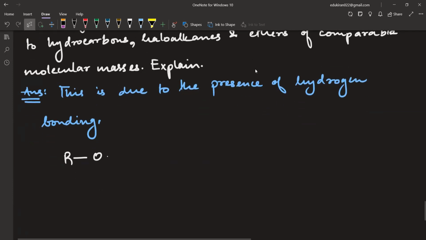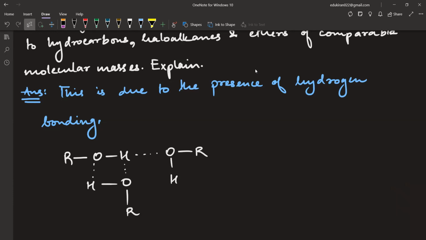R, O, H. Okay, and here you have oxygen, you have R, and here you have hydrogen. This will form another hydrogen bond. Similarly, you can also have something like this: oxygen, then hydrogen, and here you have R. So this will be forming a hydrogen bond.